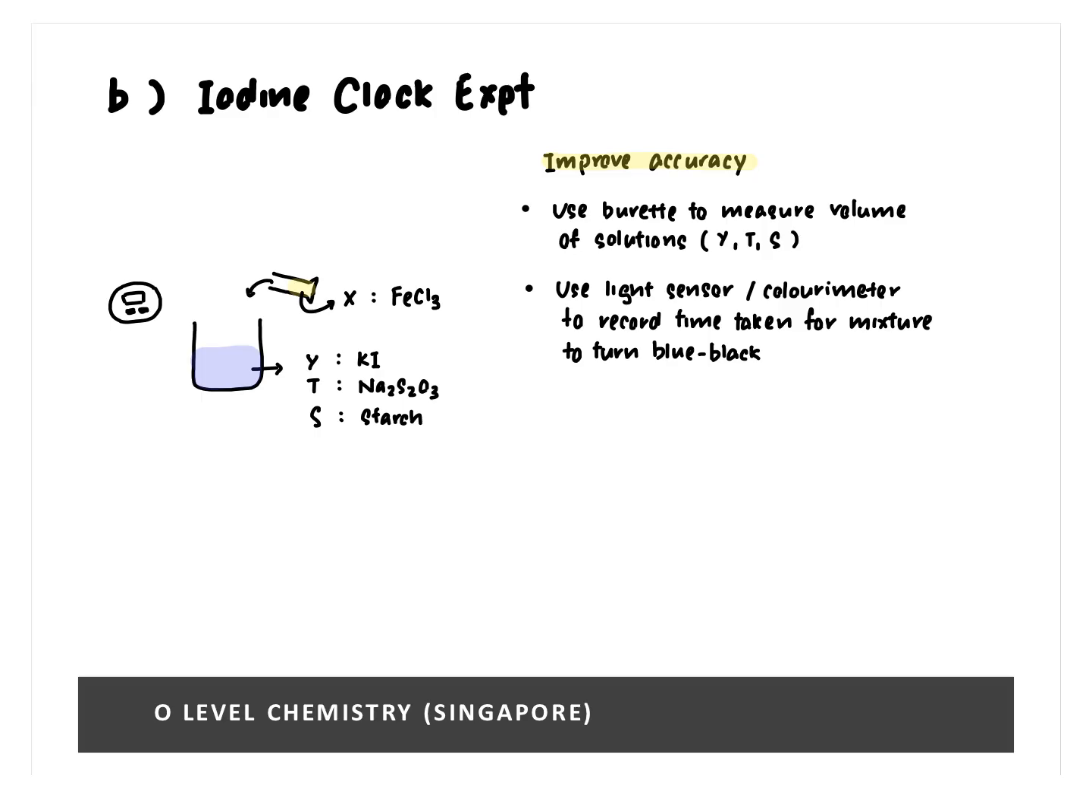The other inaccuracy in this experiment would be your human error in detecting the mixture turning blue and then stopping the stopwatch. So one way to improve the accuracy would be to use a light sensor or a colorimeter which is attached to a data logger to set the time to stop or to be recorded when the color intensity reaches a certain value or when the light intensity drops to a certain value.